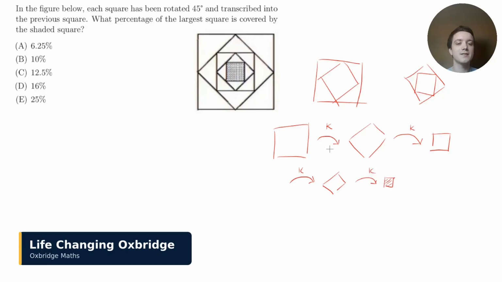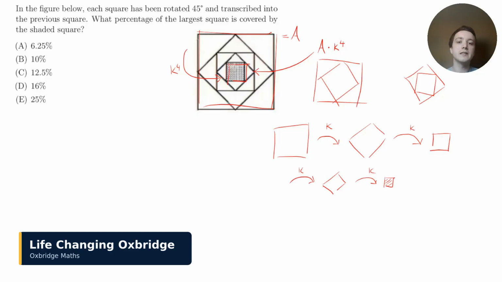middle. So that means that if the area scale factor between one square and the next is k, then the scale factor between the outside square, the largest one, and the middle one is going to be k to the power of 4, right? So if we say that this one over here has an area of a, then the area of this middle square is going to be a times k to the power of 4.